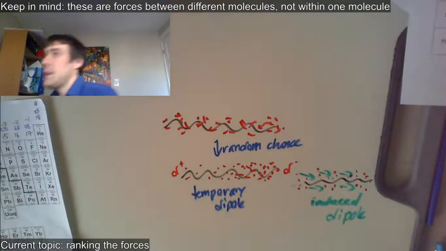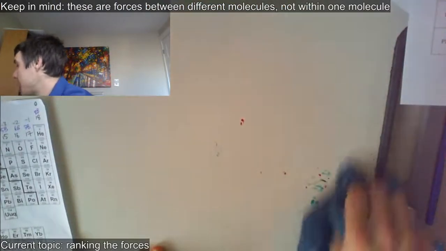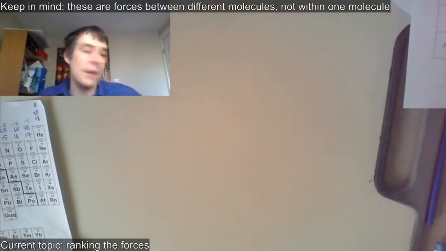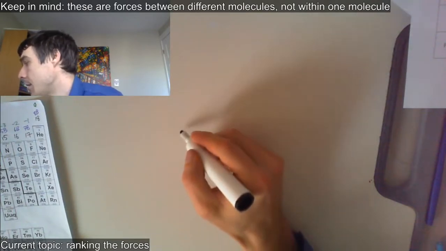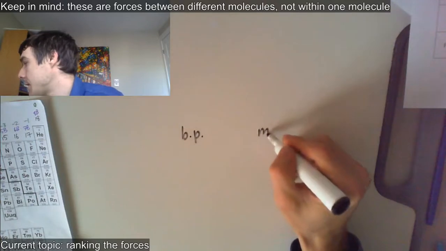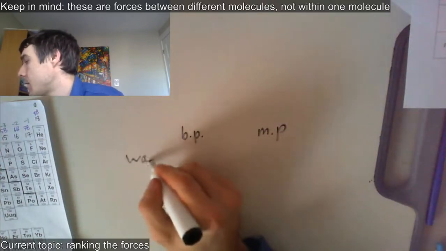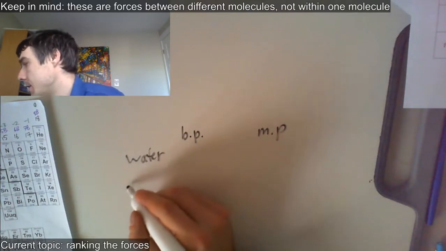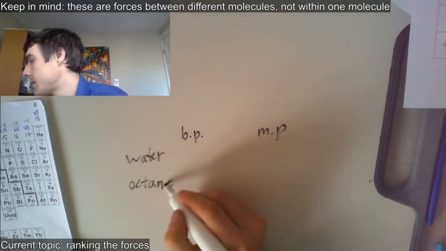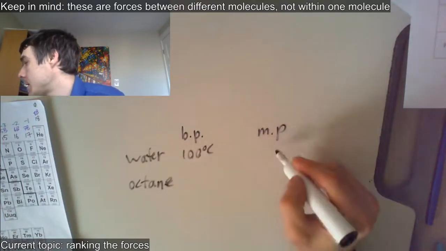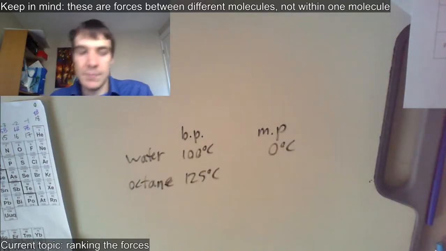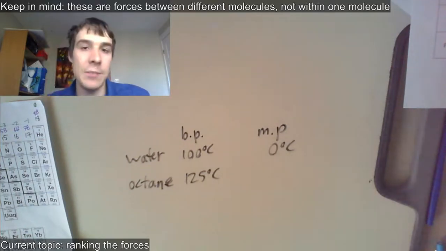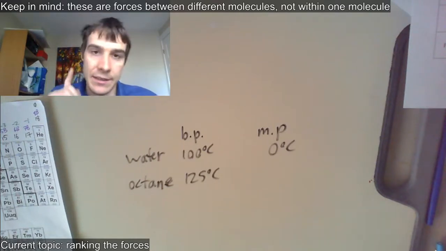The last thing that I want to say is these trends in boiling point and melting point aren't absolute. And the classic case here is the boiling point versus the melting point of water versus octane. Water, of course, boils at 100 degrees Celsius and melts at 0 degrees Celsius. Octane boils at 125 degrees Celsius, so you expect that it would maybe melt at a higher temperature than water, but that's not true. I have forgotten the melting point of octane. I did look it up before I started this, but I've forgotten it.